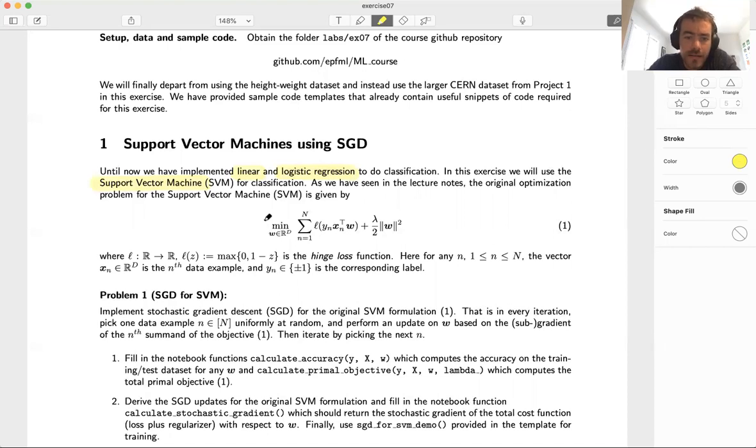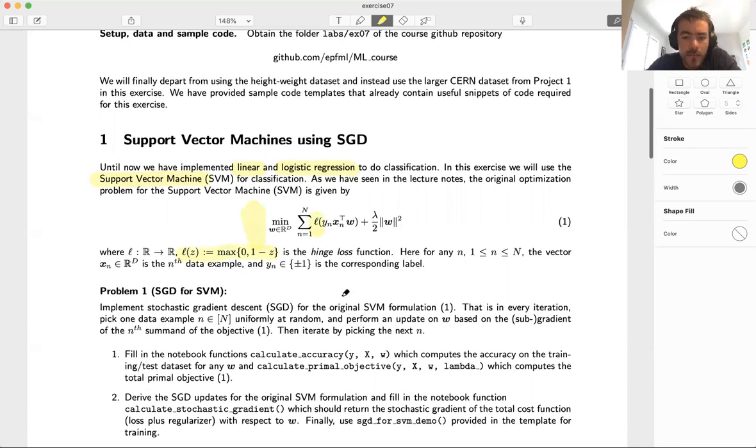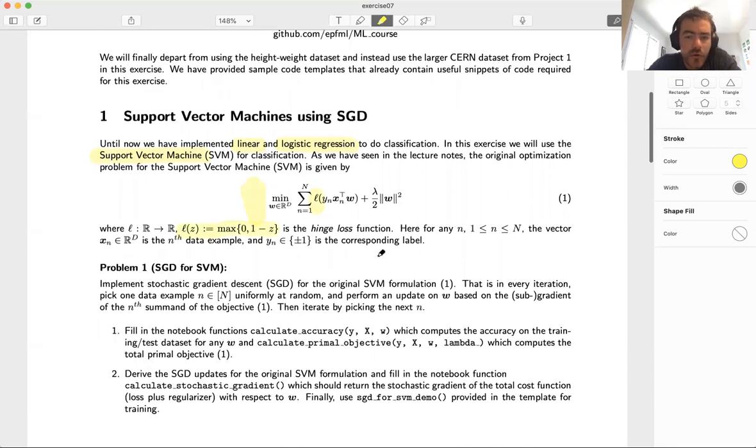So you've seen in class that the problem we want to minimize is given in 1 here. And you can recognize that it's the same as for logistic regression, except the loss we consider isn't the logistic loss, but it is the hinge loss. Then the question is, what's the best way to optimize this problem?